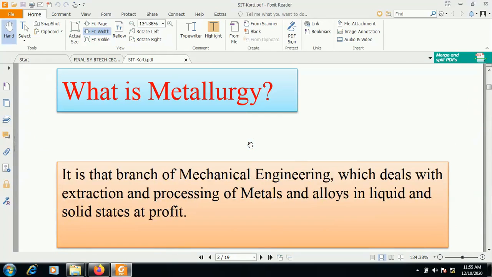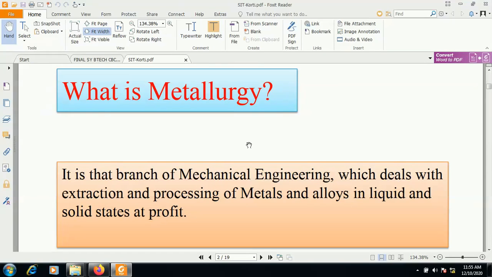Before the start of this forging process, we have to study a few basic parts. First is metallurgy. It is a branch of mechanical engineering which deals with extraction and processing of metals and alloys in a liquid and in a solid state at a profit. This metallurgy is a branch of mechanical engineering which deals with processing of metals and their alloys.